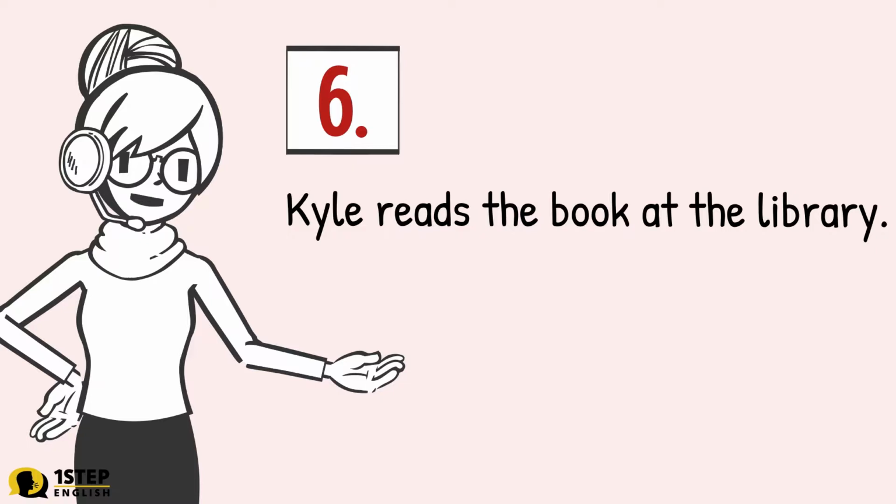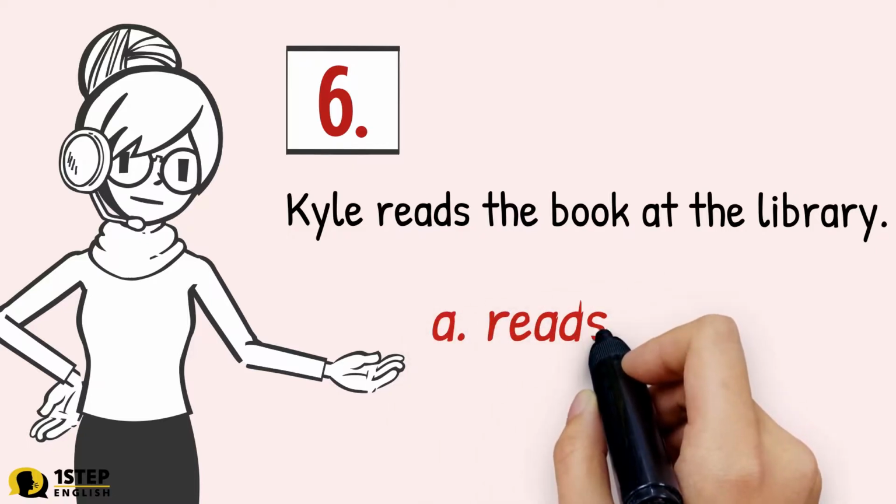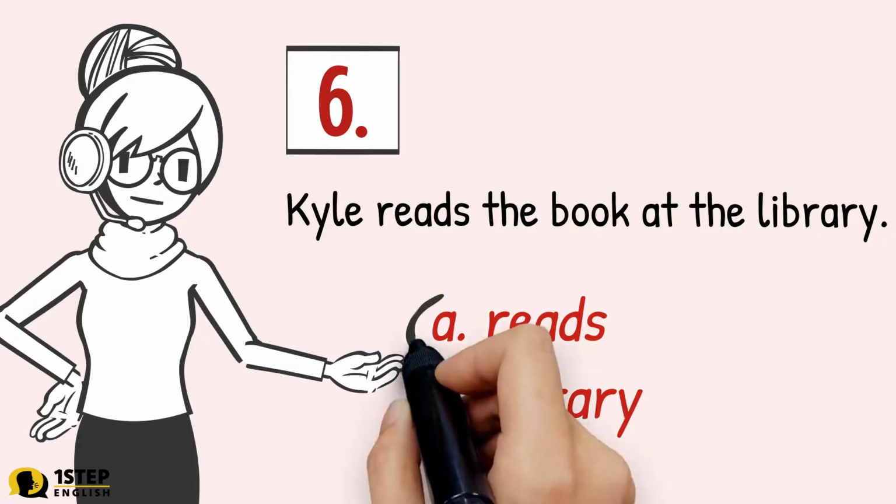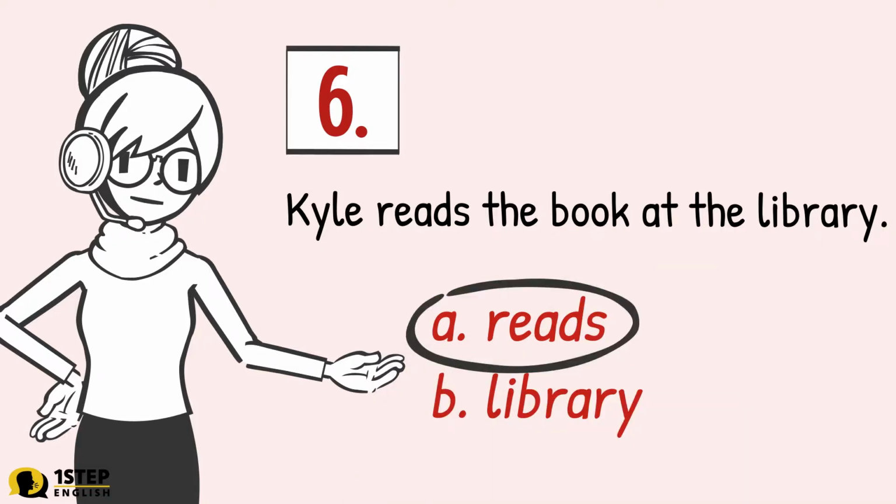Kyle reads the book at the library. Letter A. Reads. Letter B. Library. The correct answer is letter A. Reads. It is a predicate in the sentence.